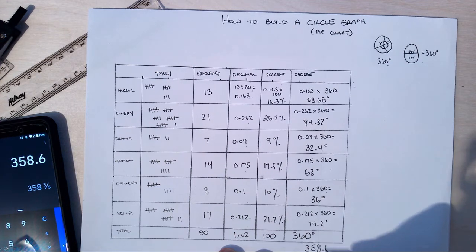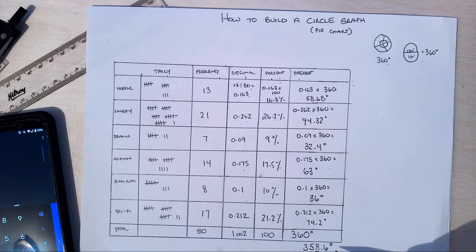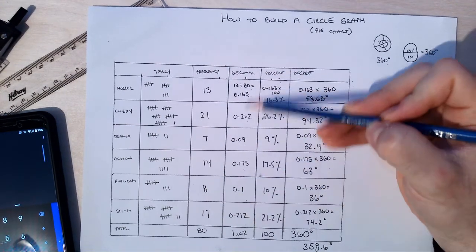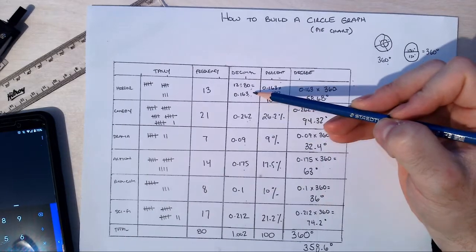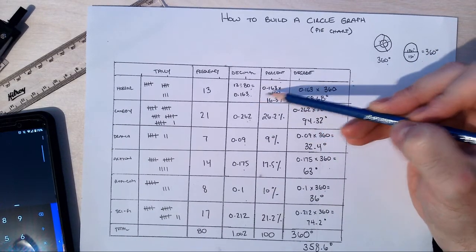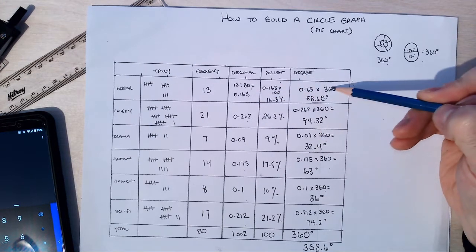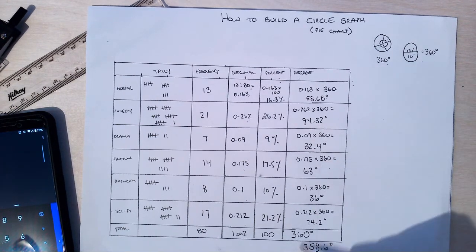358.6 degrees. Okay, Mr. Lachance, that's not 360, so what's going on here? Well, if you remember, we rounded some of these numbers in our decimals. If you rounded your numbers somewhere in your decimal, because it was such a long decimal that you wanted to cut it down to 2 or 3 decimal places, that means your degrees are also going to be rounded, which means they're not going to add up to a perfect 360. But you can see that I'm within 2 degrees of 360 degrees, and that's good enough for me.